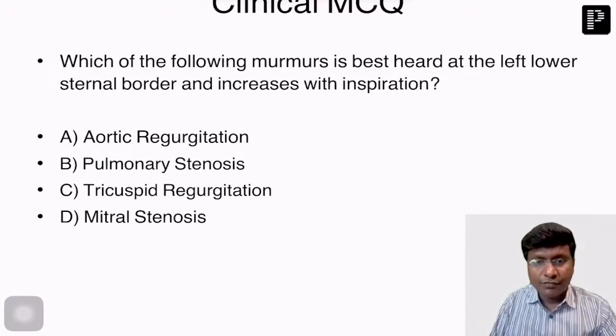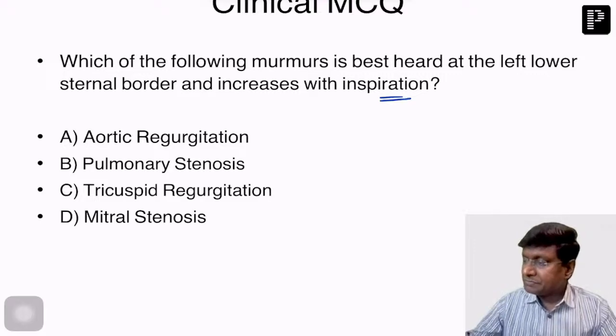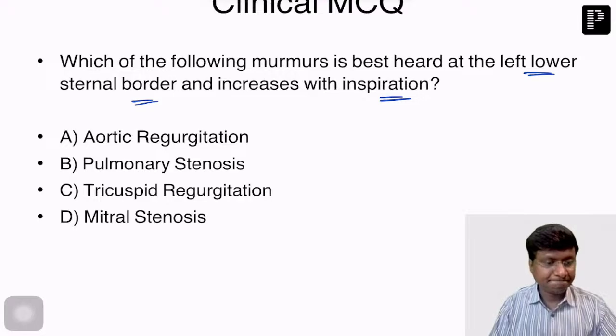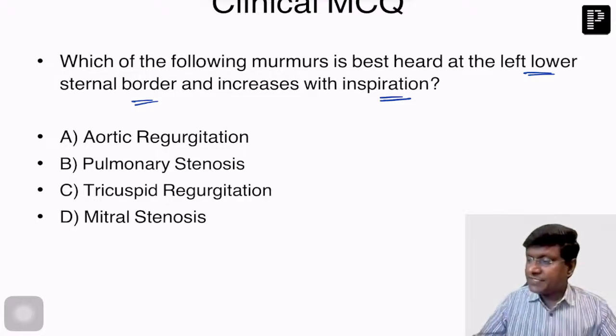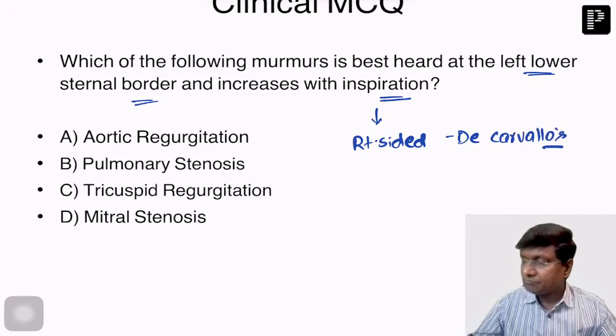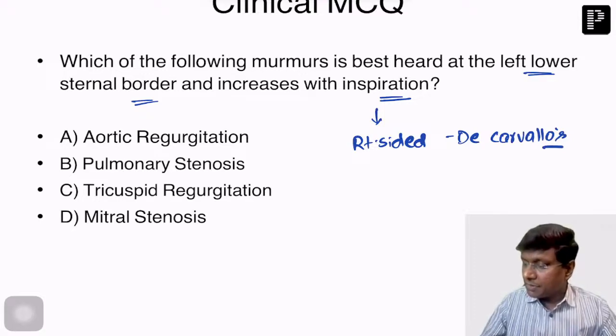Right. Which of the following murmurs is best heard at the left lower sternal border and increases with inspiration? Left lower sternal border and increases with inspiration. So which sided murmurs will increase on inspiration? It is the right-sided murmurs which will increase on inspiration. And what is this sign called? This is what is called the Carvallo sign. And the answer is tricuspid regurgitation.